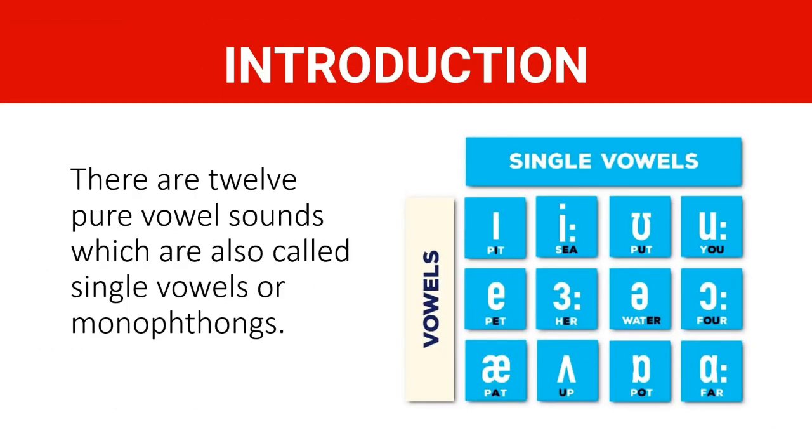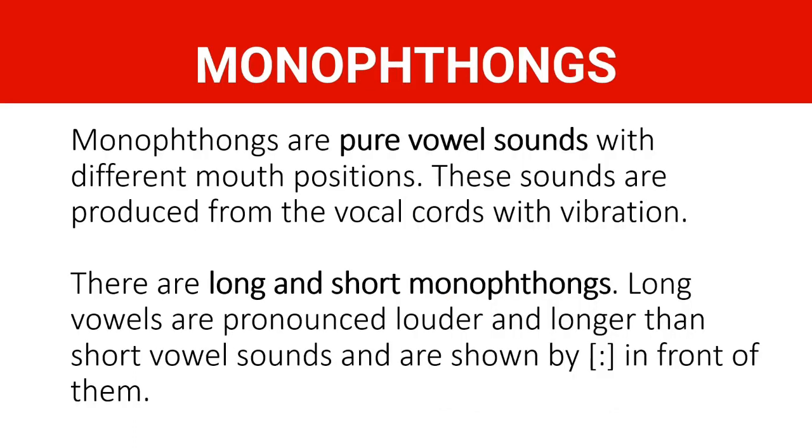We begin with single vowels. As mentioned, there are 12 pure vowel sounds, which are also called single vowels or monophthongs. Monophthongs are pure vowel sounds with different mouth positions. These sounds are produced from the vocal cords with vibration. There are long and short monophthongs.